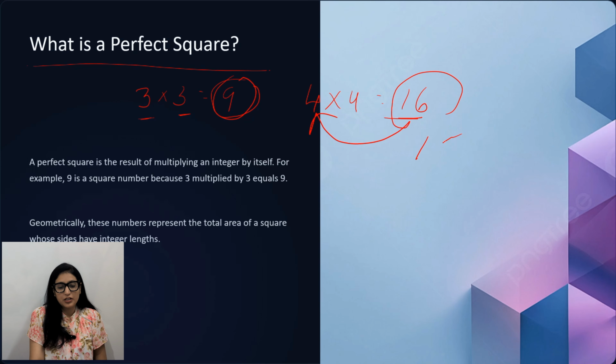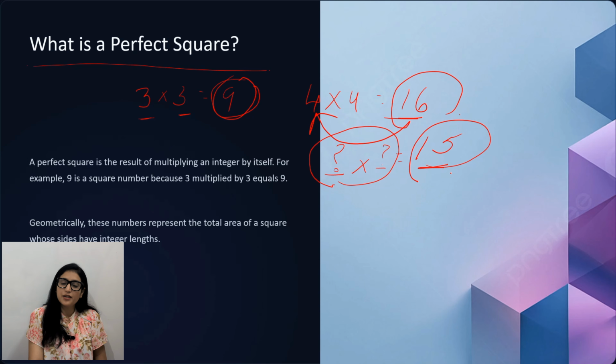Now, say 15. If I take any number 15, can you multiply a number by itself to make 15? So 4 fours are 16, 5 fives are 25, but we cannot find any number which when multiplied by itself gives you 15. So from here we can conclude that 16 is a perfect square and 15 is not a perfect square. So a perfect square is the result of multiplying an integer by itself.